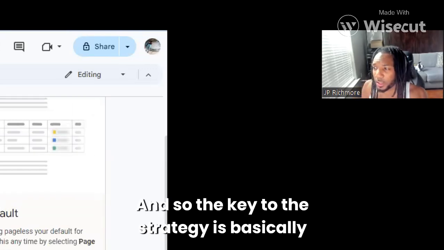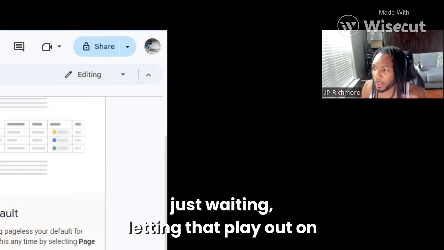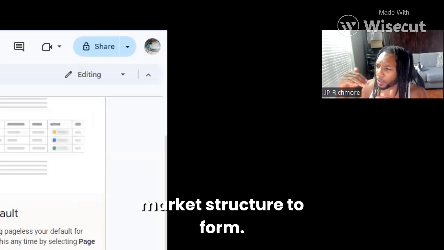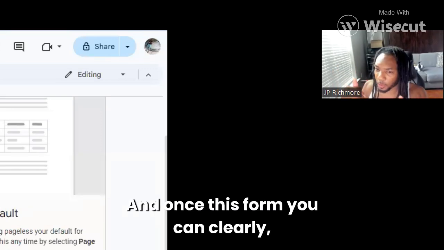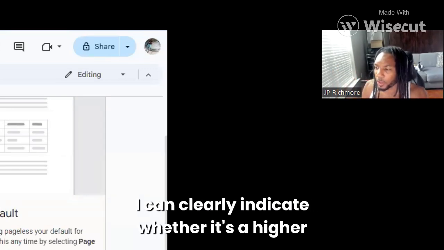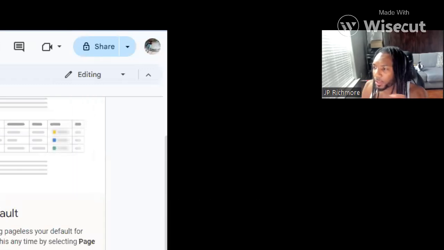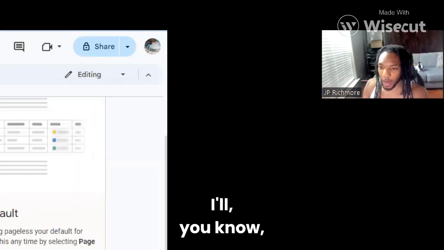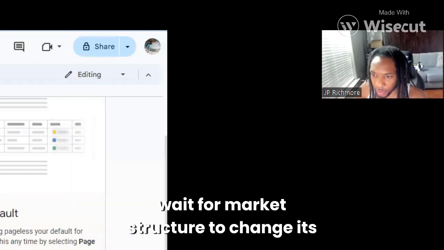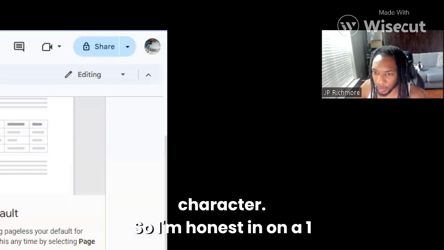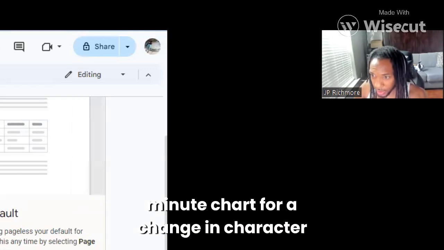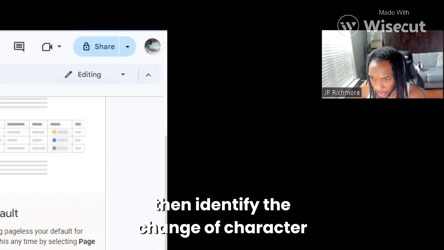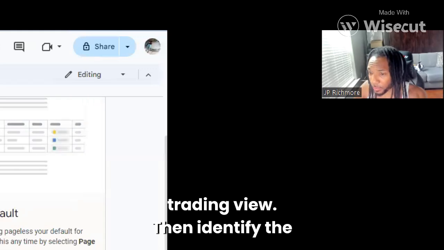And so the key to the strategy is basically just waiting, letting that play out on the 1 minute time frame, and waiting for that market structure to form. And once it's formed, I can clearly indicate whether it's making higher highs and higher lows, and at these points, I'll wait for market structure to change its character. So I'm monitoring on the 1 minute chart for a change in character out of the short-term trend. And then I identify the change of character level with the horizontal ray on TradingView.